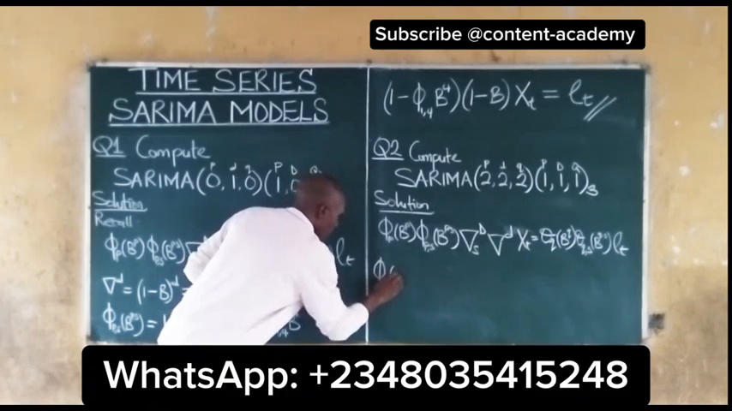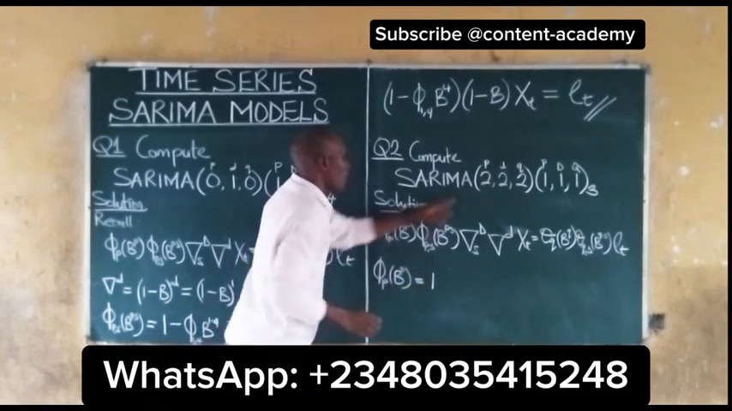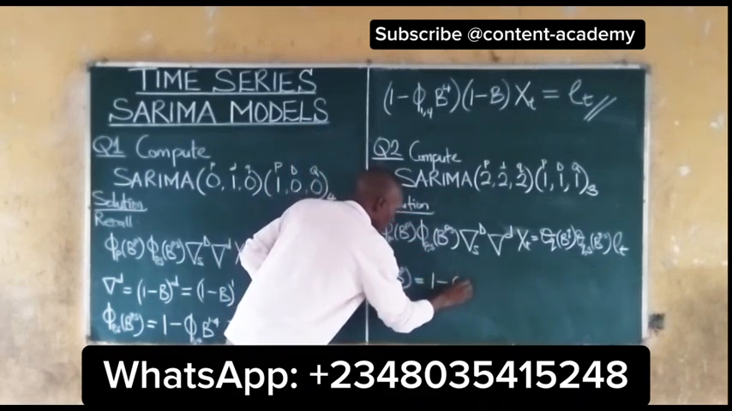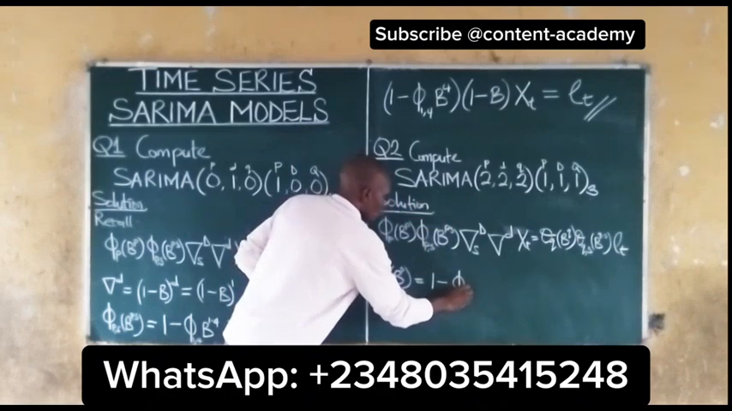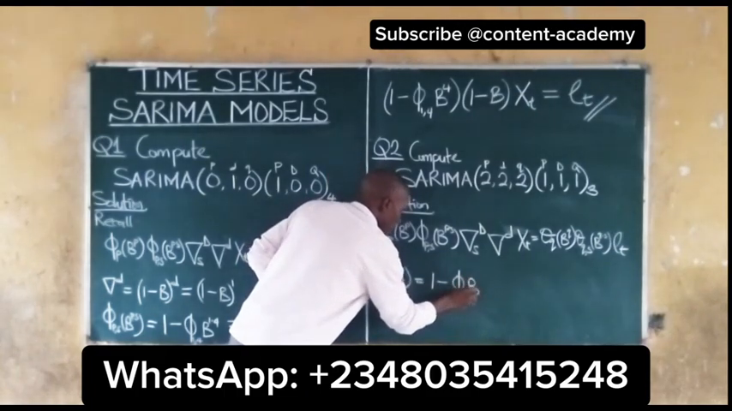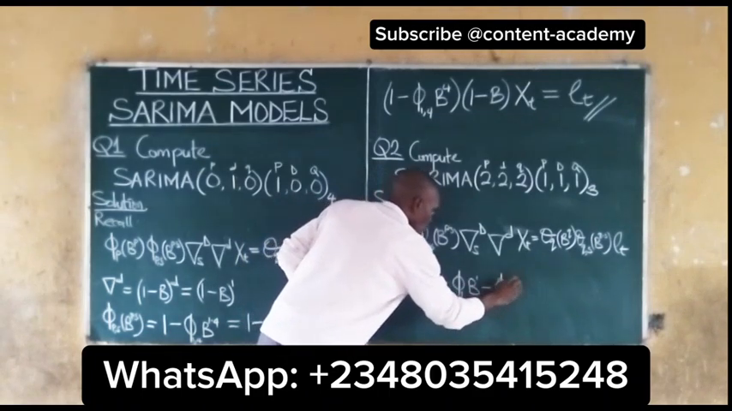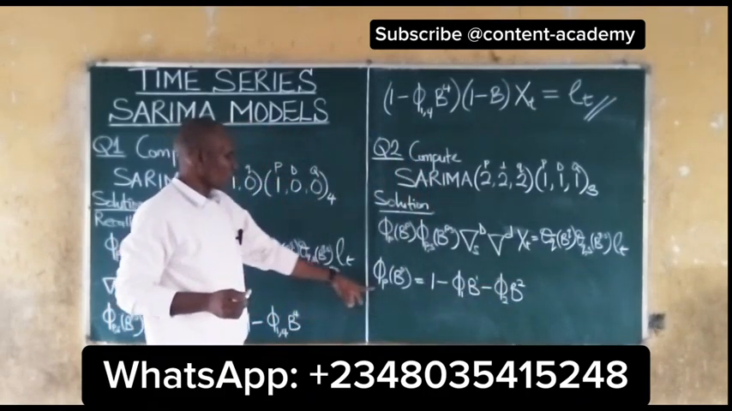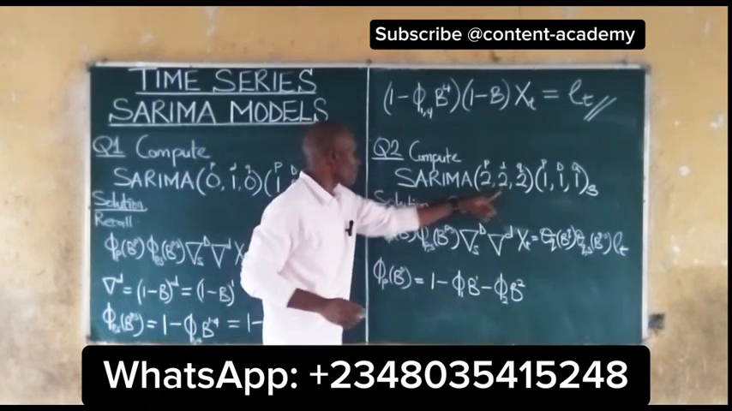phi_p(B), p will be equal to 2. It will be 1 minus phi_1 B minus phi_2 B^2. So that is all we have. Now, we also write our differencing part.